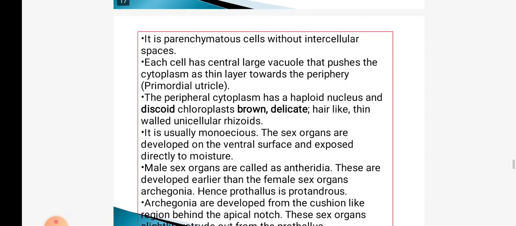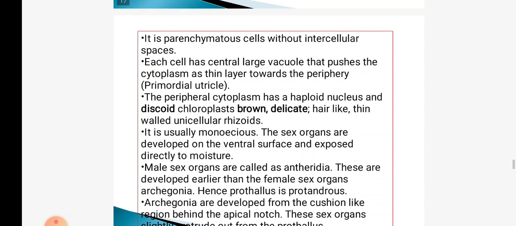It is made of parenchymatous cells without intercellular spaces. It consists of a large vacuole. Peripheral cytoplasm has a haploid nucleus and discoid chloroplasts. Brown, delicate hairs, thin-walled unicellular rhizoids are present in the prothallus.